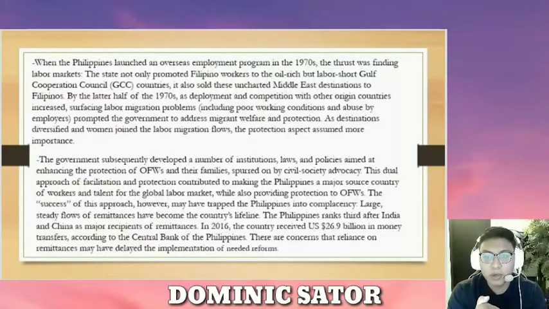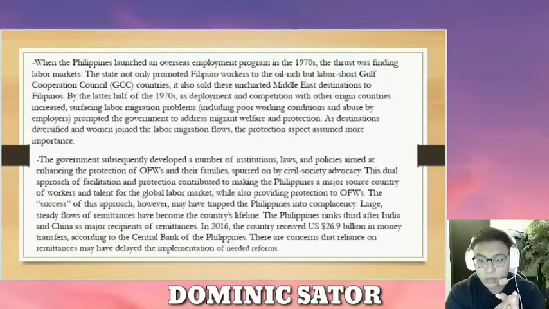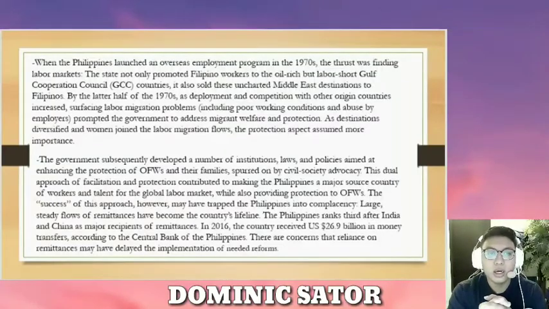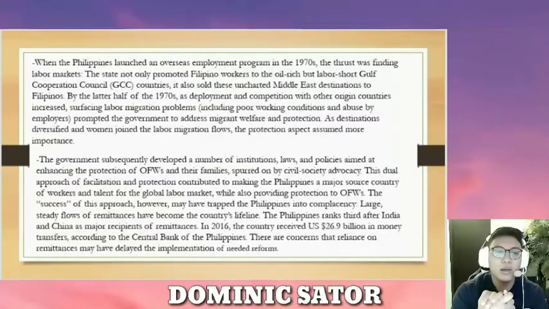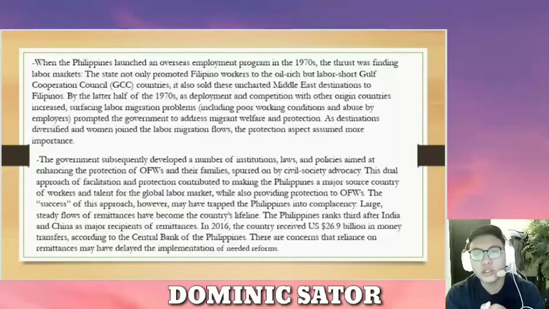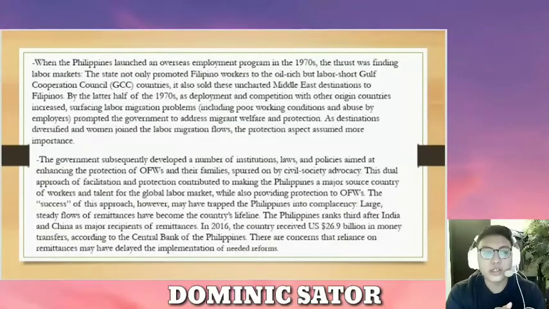The success of this approach, however, may have trapped the Philippines into complacency. Large and steady flows of remittances have become the country's lifeline. The Philippines ranked third after India and China as a major recipient of remittances in 2016. The country received US$26.9 billion in money transfers according to the Central Bank of the Philippines. There are concerns that reliance on remittances may have delayed the implementation of needed reforms.